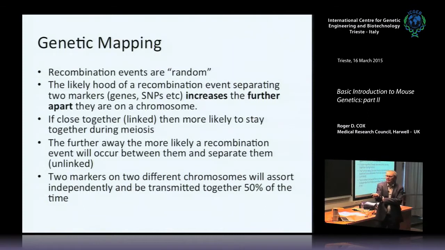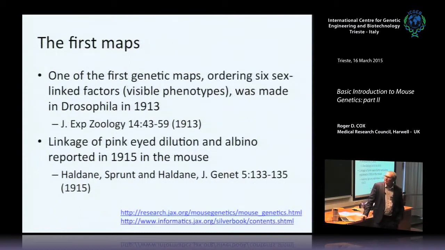And 2 markers, as we said, on 2 different chromosomes will segregate independently, so they'll be transmitted 50% of the time to a gamete. One of the first genetic maps was ordering 6 sex-linked factors in Drosophila in 1913, and then the mouse shortly afterwards, pink-eye dilution. So these are some of the first genetic maps based on meiotic recombination. And they're in the Silver book, Lee Silver's book.